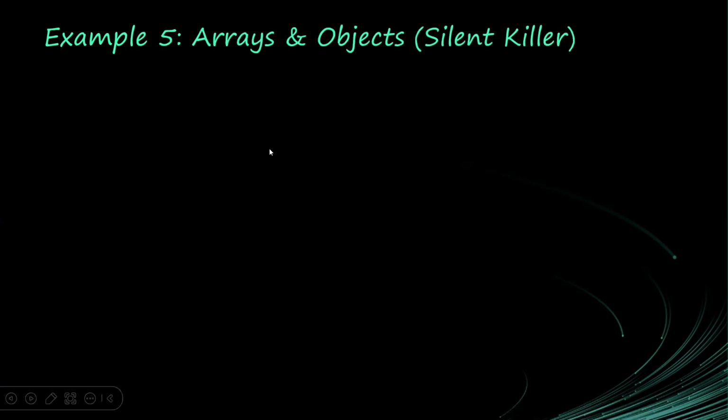Okay. So now arrays and objects. These are silent killers. Look at this, an empty array. An empty array is falsy. All right. An empty object is falsy. So this is an empty array, so JavaScript will convert it to false because of the non-strict equality operator. Then false equal to false will give us true.